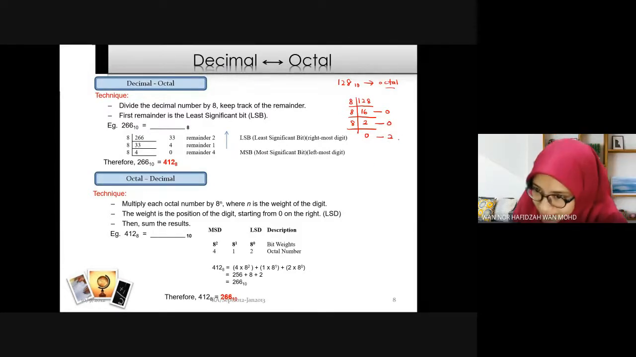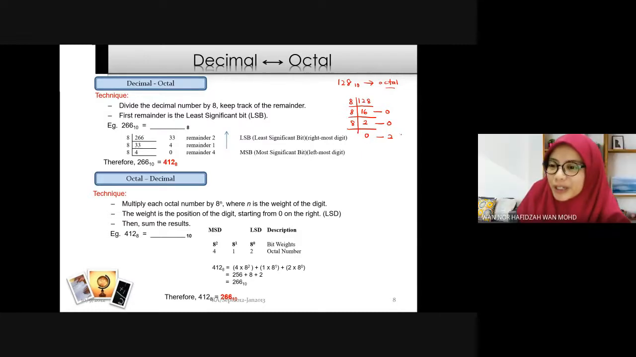So the answer is nak stop ke nak sambung lagi? Stop. You should stop now. So this we read from bottom up. So the answer is 2, 0, 0, base 8.